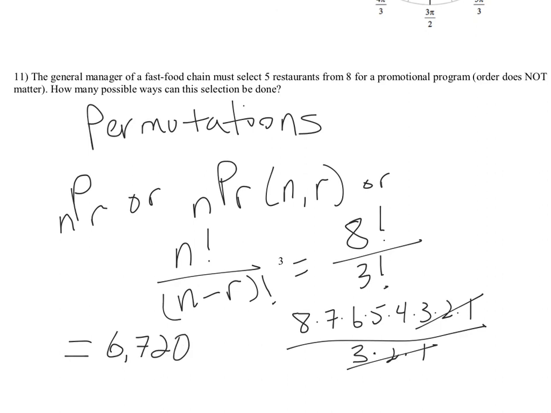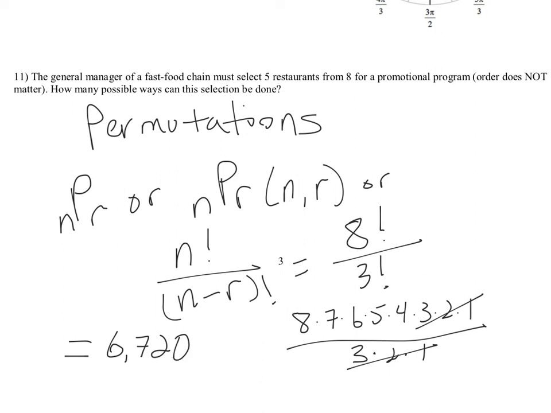Now there's a way you can put this in your calculator directly and get the answer. If you go to menu, and then you go to probability, and then you go to permutations, it'll actually give you this notation right here. And then what you would plug in is the 8 and the 5, and then you hit enter, and it'll give you 6,720.